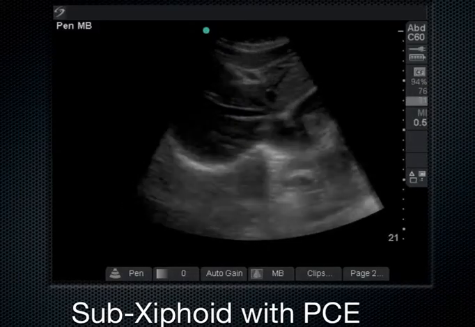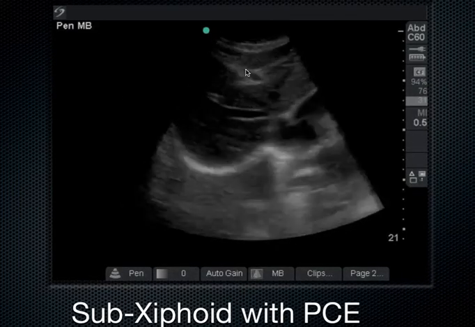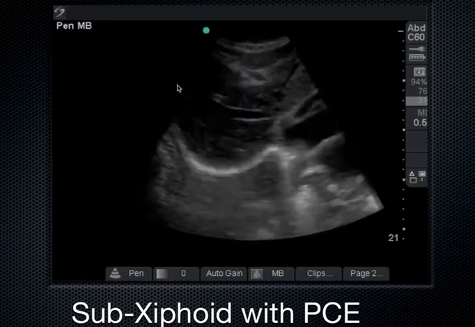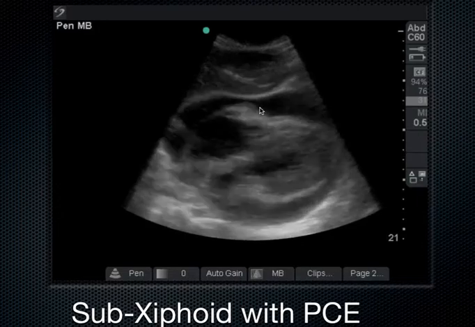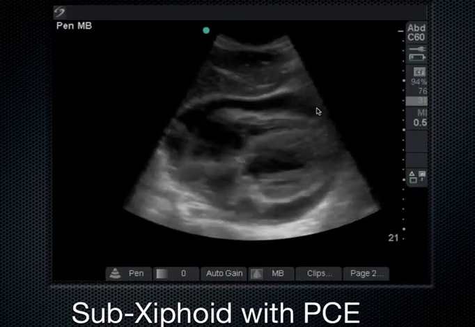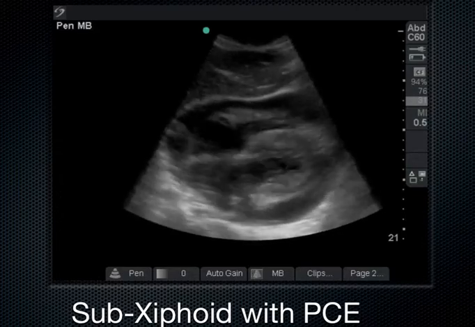Here's another example of a pericardial effusion. We can see the liver here. Notice how I start at the liver and I just rotate the transducer into that subcostal notch, or subxiphoid notch, and I can see this pericardial effusion up in here. Looks like a little man is inside jumping up and down on a trampoline.